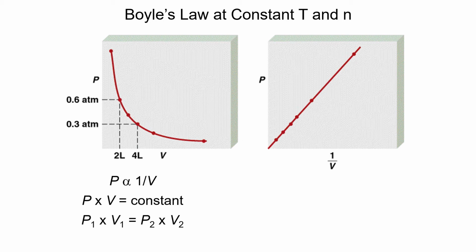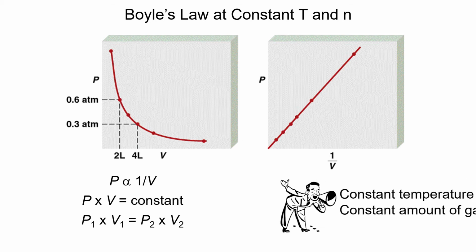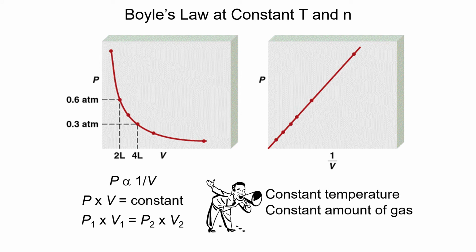So we do have constraints here, and those constraints are that this law applies when there is constant temperature or no change in temperature, because we know that volume can change with increasing temperature or decreasing temperature, and a constant number of moles of that gas.